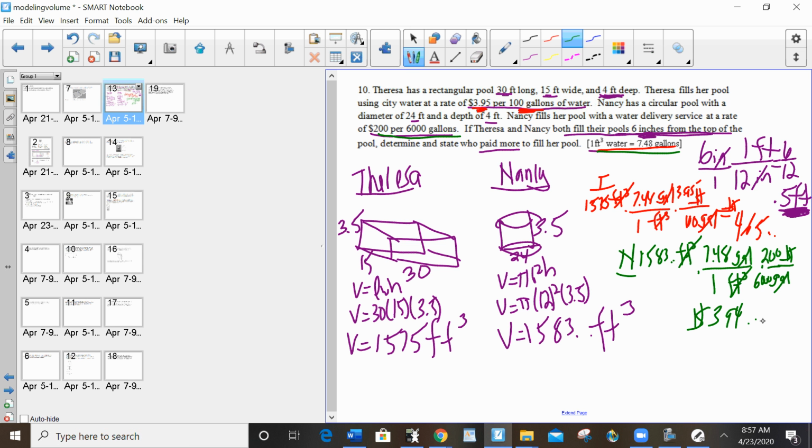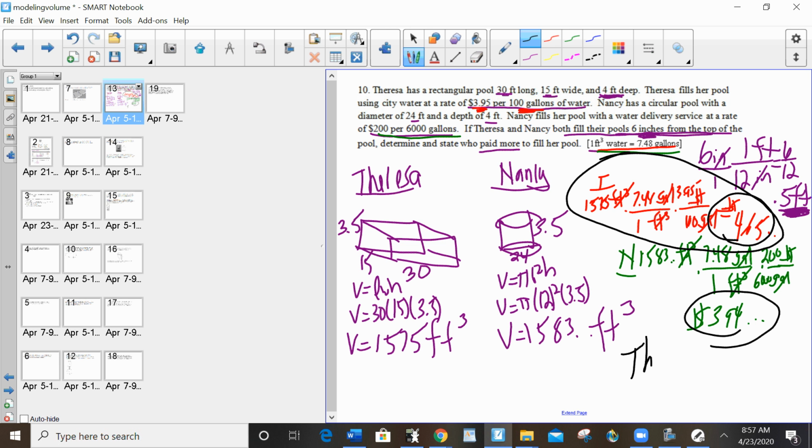So it says determine who paid more. Well, we got $465. We've got $394. Teresa paid more. Teresa is not a good bargain shopper. I'm going to go with Nancy when I need my decisions made, because why would you want to pay $465 if you can pay $394? That's math, my friends. That's math.